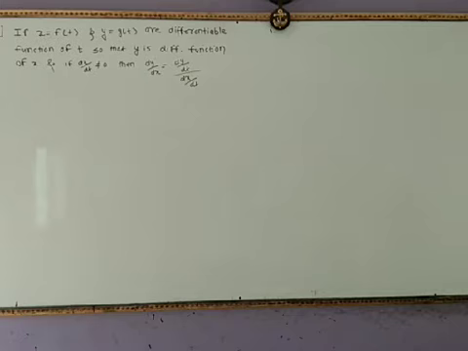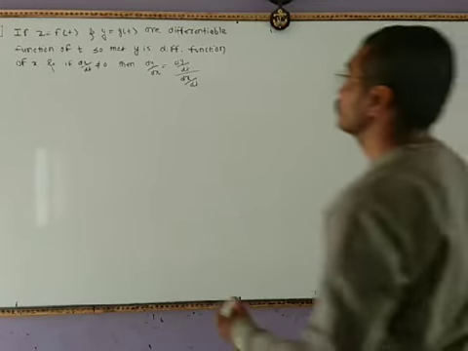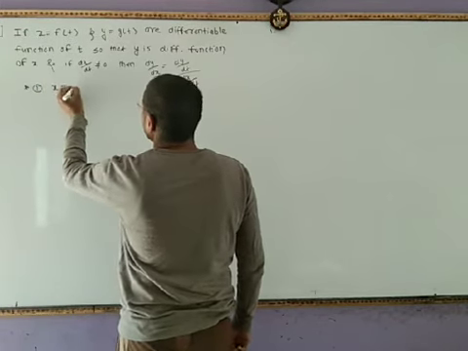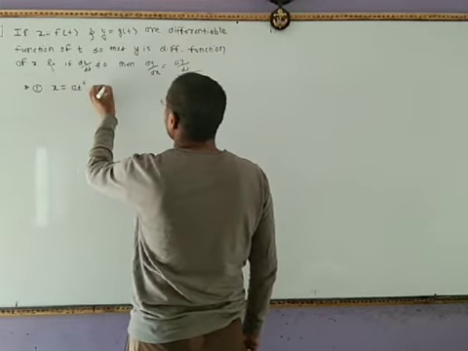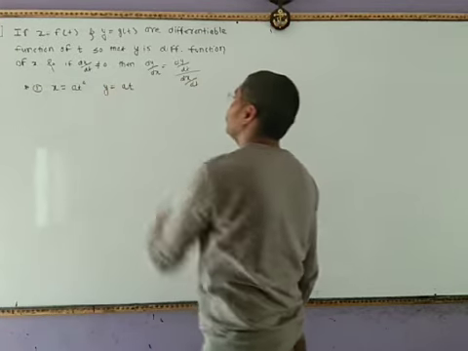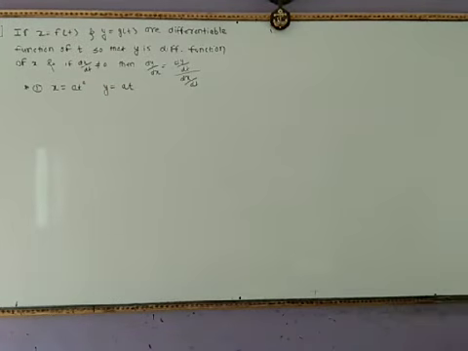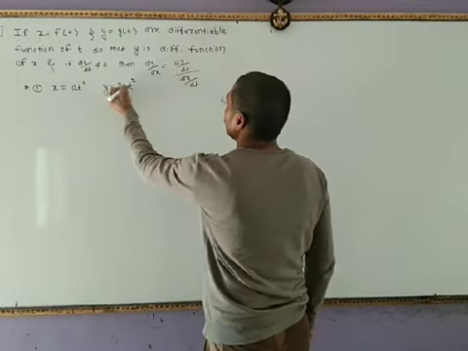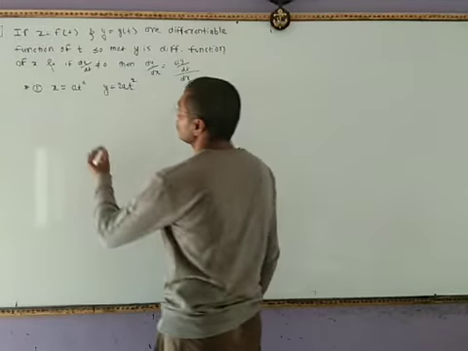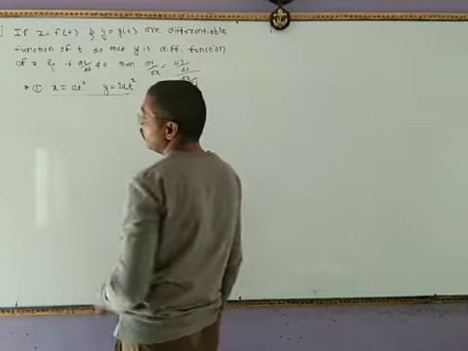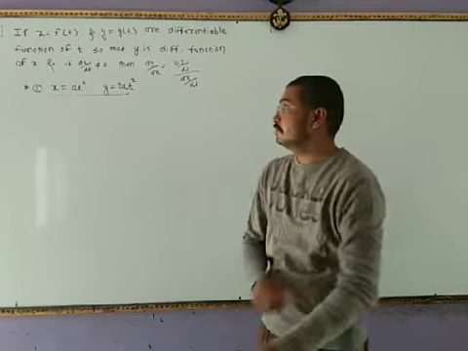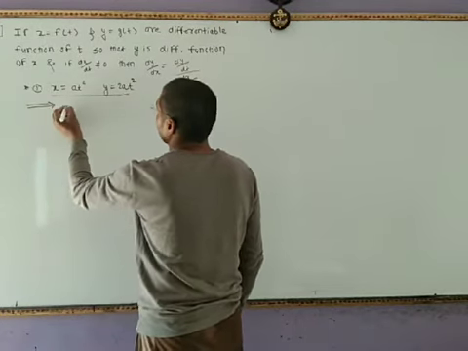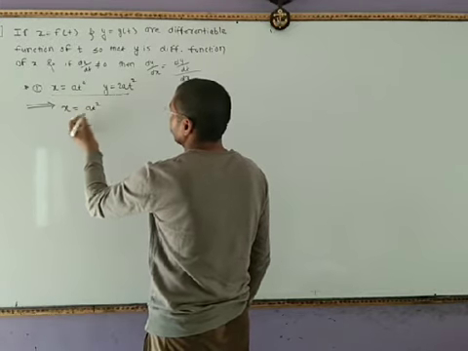Parametric functions. Question first: x is equal to at to the power 4 and y is equal to 2at square. First we have to simplify this parametric function and apply the derivative. So x is equal to at to the power 4.